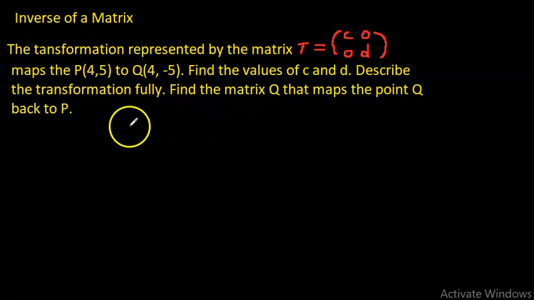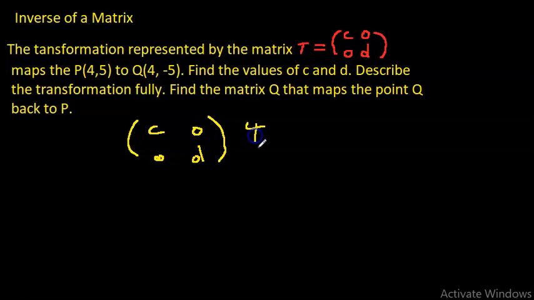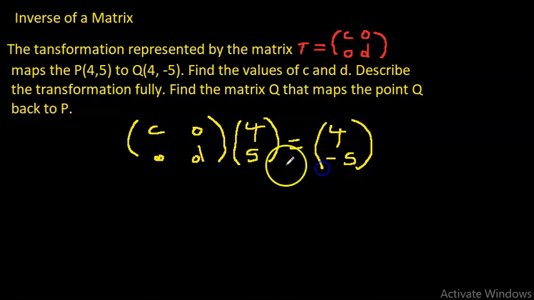So T maps (4, 5). In other words, if I multiply this matrix by (4, 5), I expect to get what? Correct, (4, -5). So this matrix maps (4, 5) onto (4, -5). If we multiply it by (4, 5), we get (4, -5). Let's do the multiplication now.